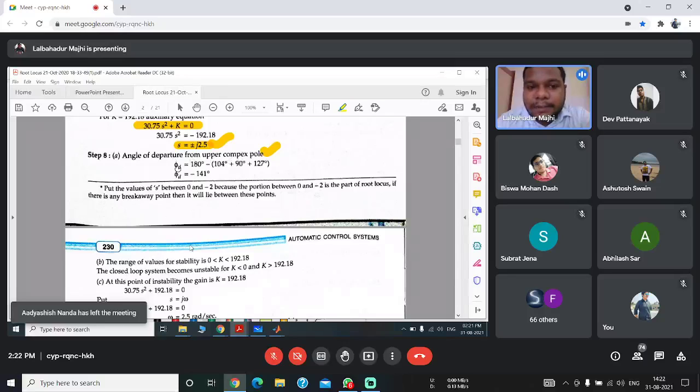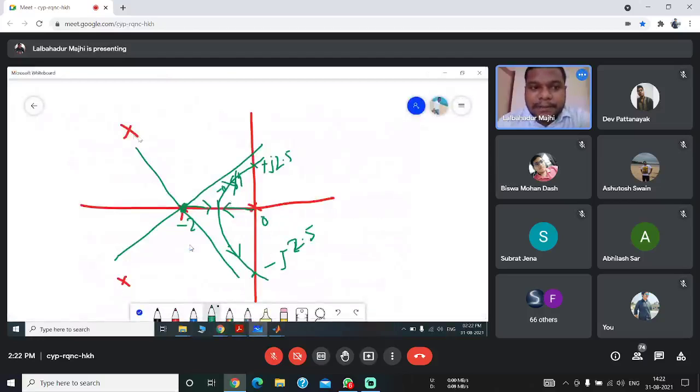So when we do this for a pole, we have to consider the angle contribution by the different poles. Similarly, if there were zeros, then it would be plus the angle contribution by zeros. Here there are no zeros, so it will be only 180 degrees minus the angle contribution by poles. So angle contribution means the angle from each other pole to this point.